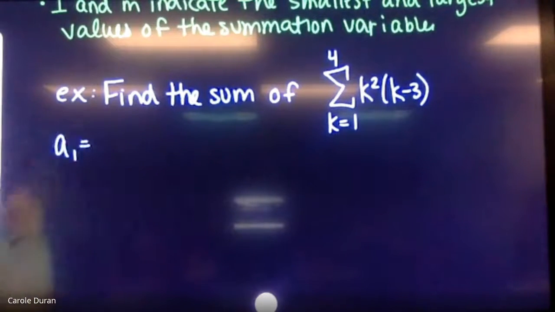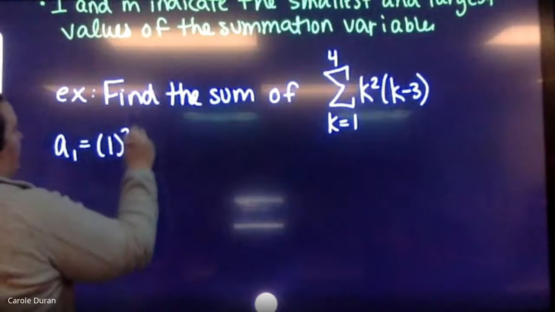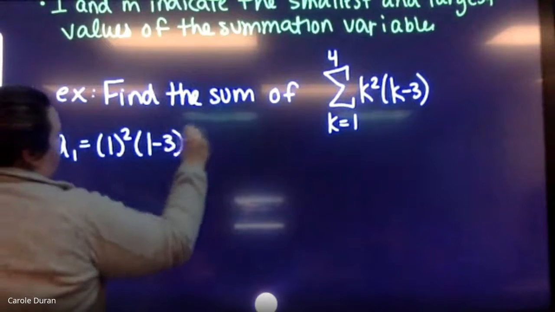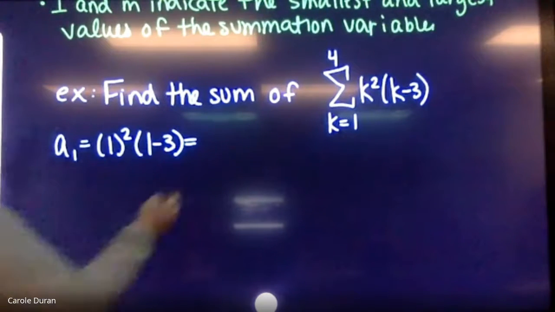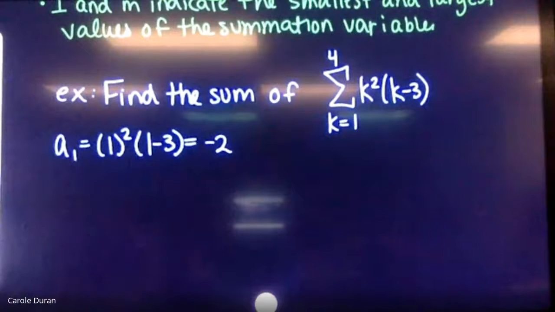Okay, so my first term is going to be A1. How do I find A1? Plug 1 in for the variable K, because K here is my summation variable. It could be an N, it could be a W, it could be a Z, it could be whatever they want it to be. Here it's a K. So I plug 1 in for K, and I get 1 squared times 1 minus 3, which comes out to equal negative 2. So my first term is negative 2.